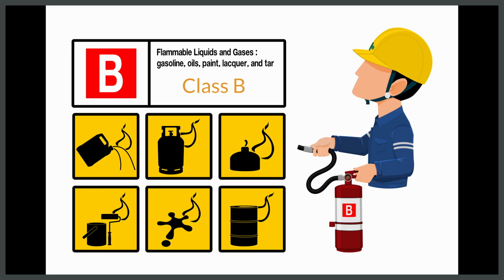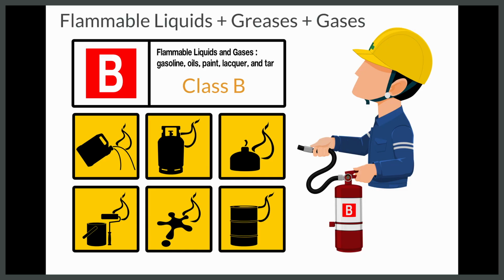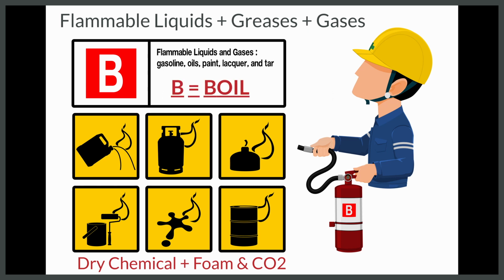Class B fire extinguishers tackle fires from flammable liquids, greases, and gases. They have a designated pictogram for their class. The primary agent for these fires is dry chemical, with foam and CO2 as alternatives. Use the mnemonic B equals boil for their purpose.